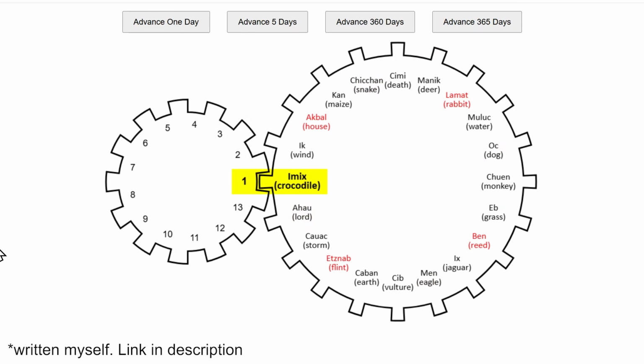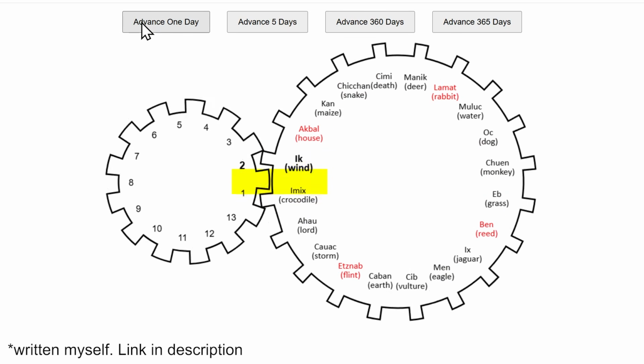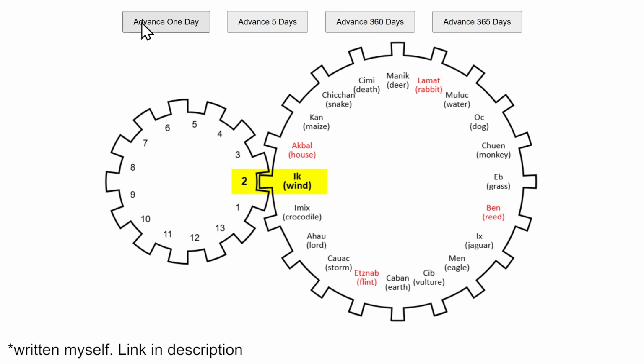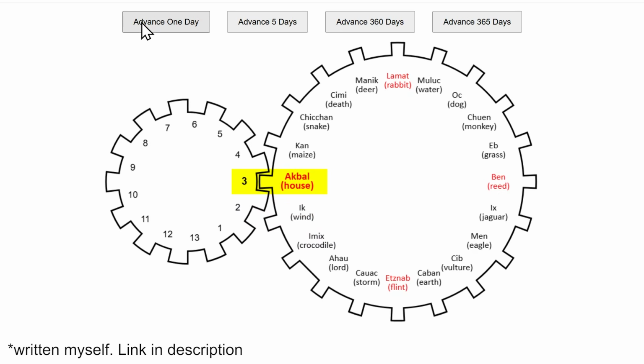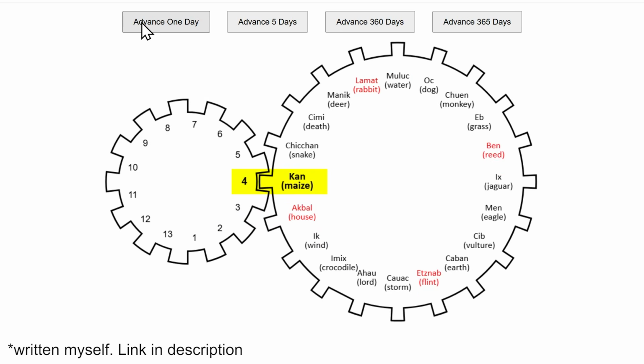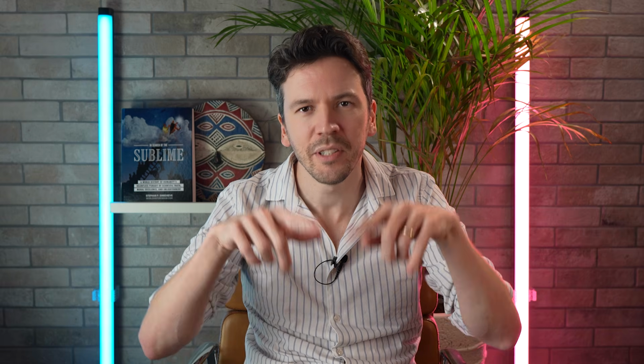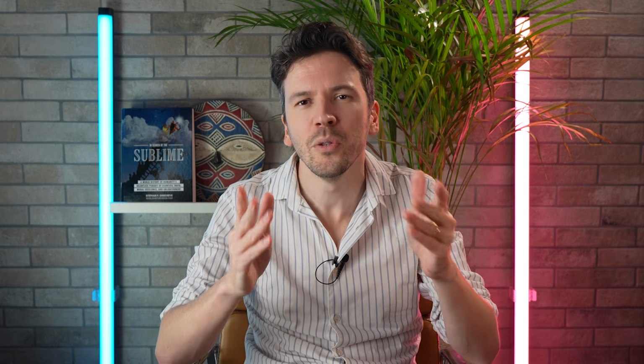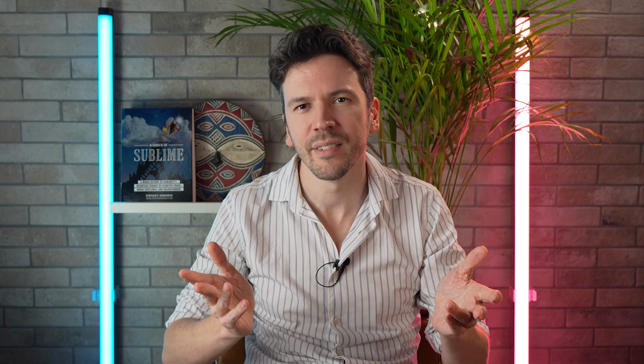How this system works has often been visualized by 2 interlocking wheels, as you can see here. Where the wheels meet, we now see 1 emix. If we now rotate the circles by 1 step, we get to 2 ik, 3 akbal, 4 kan, etc. And if you continue to rotate, you get all of those 260 combinations, and then the cycle starts over again.